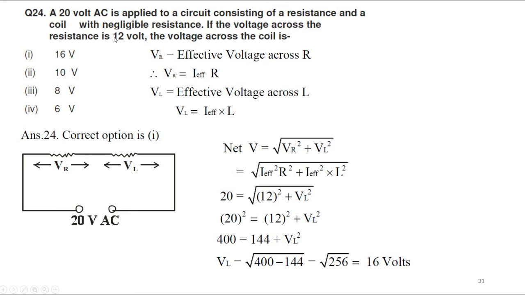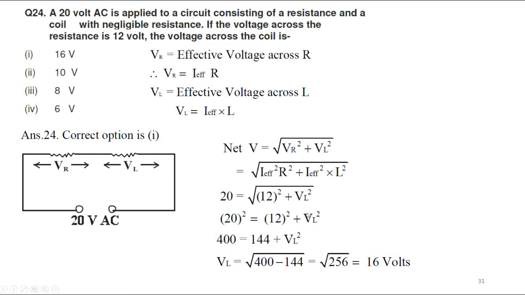Question number 24. A 20 volt AC is applied to a circuit consisting of a resistance and a coil with negligible resistance. So this is a coil, that is an inductor with no resistance, an ideal coil. Then if the voltage across the resistance is 12 volt, the voltage across the coil is: option 1, 16 volt; option 2, 10 volt; option 3, 8 volt; option 4, 6 volt.